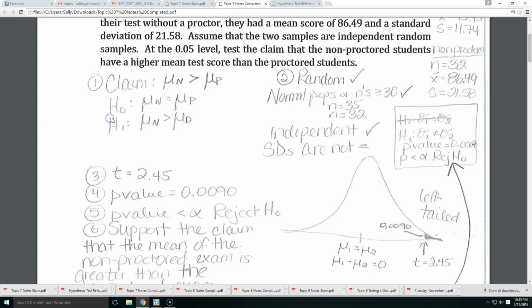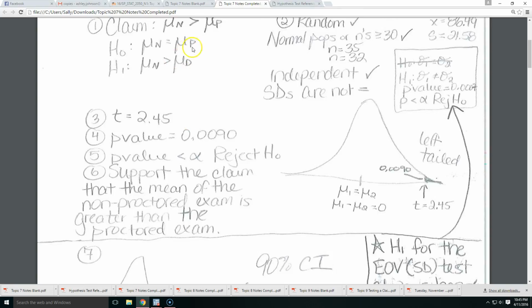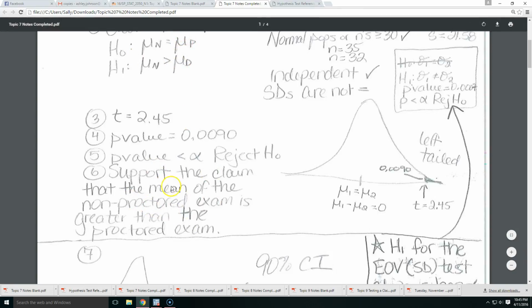Think of this like a sports game, like a football game or something. Only one team can win. So if H0 loses, that means H1 wins, and H1 is also our claim, which you can think of as a bet you're placing. So we placed our bet on H1, and H1 won. That means we're going to support our claim.